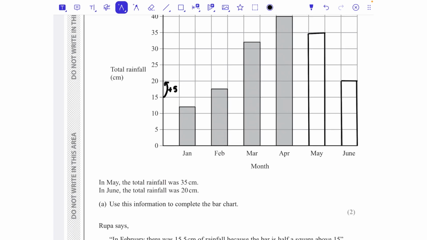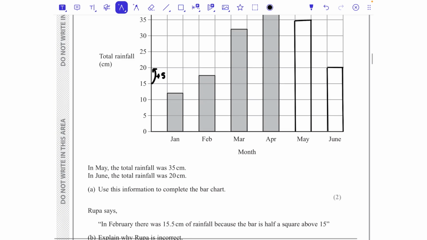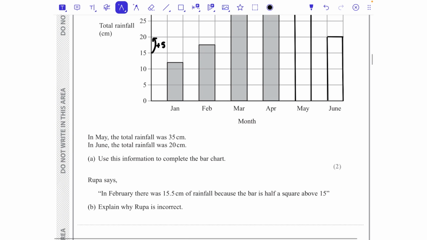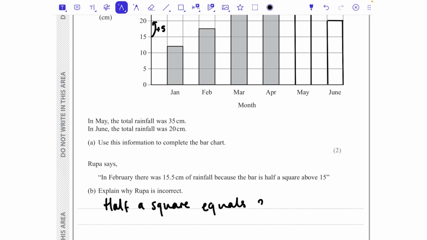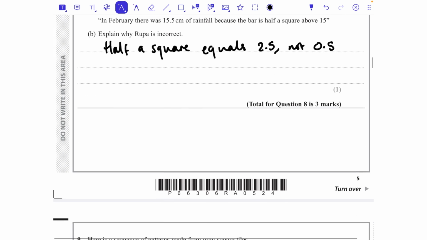So there's a lot of different ways you could say this. You could say, no, it's 17.5. No, it's 2.5 more than 15. So I'm going to put half a square equals 2.5, not 0.5. So that would be 17.5 for that rainfall.